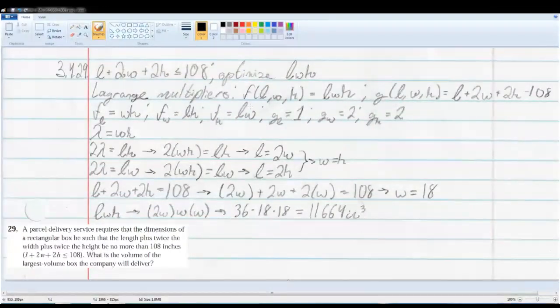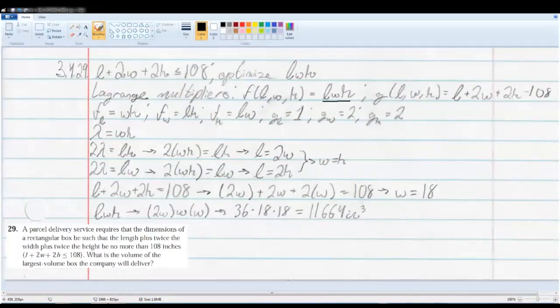So because of that, I had my original function that I'm optimizing. I set that to f, so length times width times height, and my g, which is my constraint, I set to length plus 2 times width plus 2 times height minus 108. So I basically just got rid of the inequality. And I took the partial derivatives with respect to each variable of both functions, and that basically just gave me the gradient.